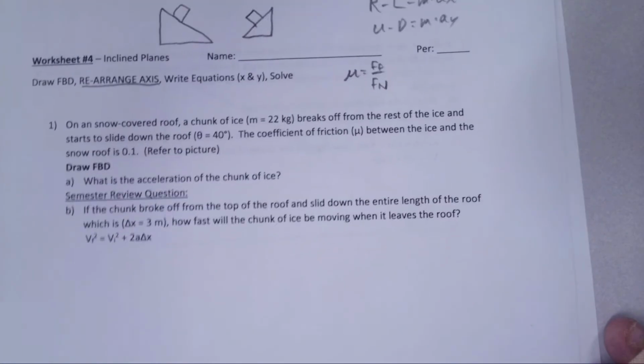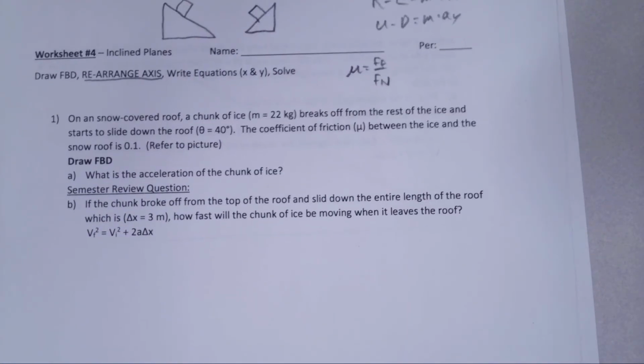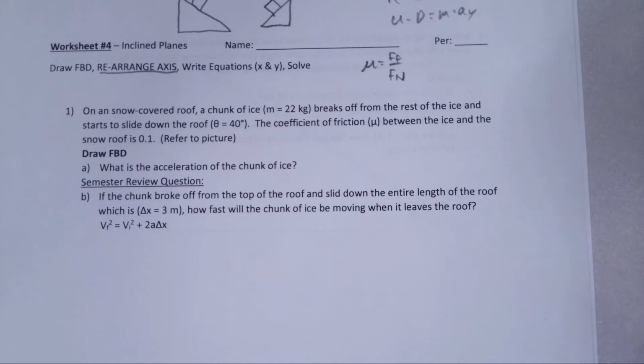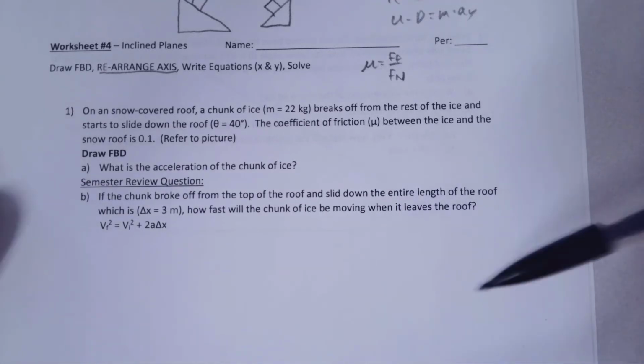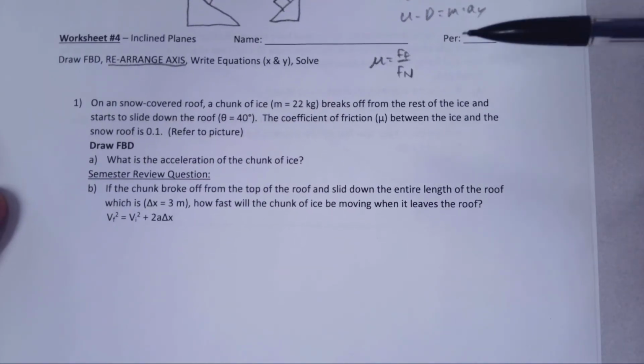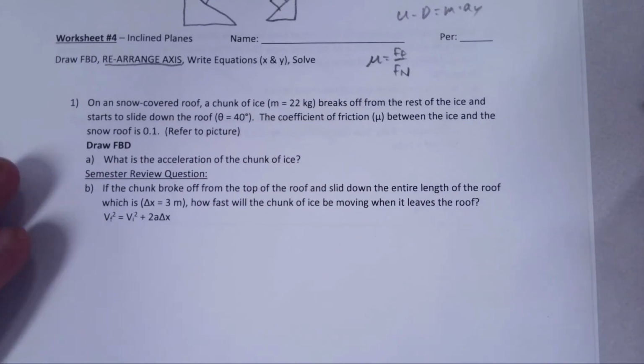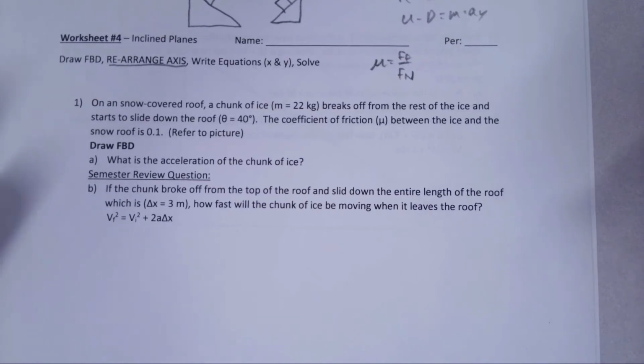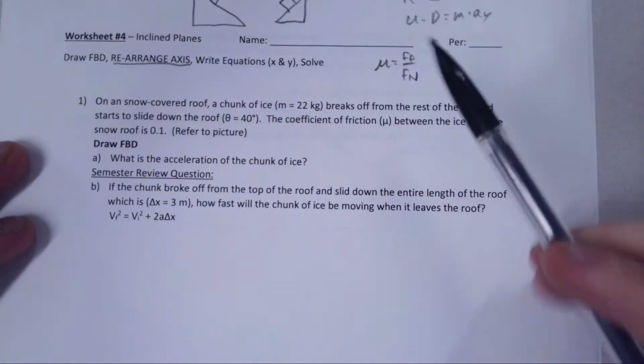Okay, so this has a little story to it, and we're going to break away from this to go over some of the theory in the free body diagram. We'll go ahead and read it. On a snow-covered roof, a chunk of ice with a mass of 22 kilograms breaks off from the rest of the ice and starts to slide down the roof, which has an angle of 40 degrees. So it has an incline.